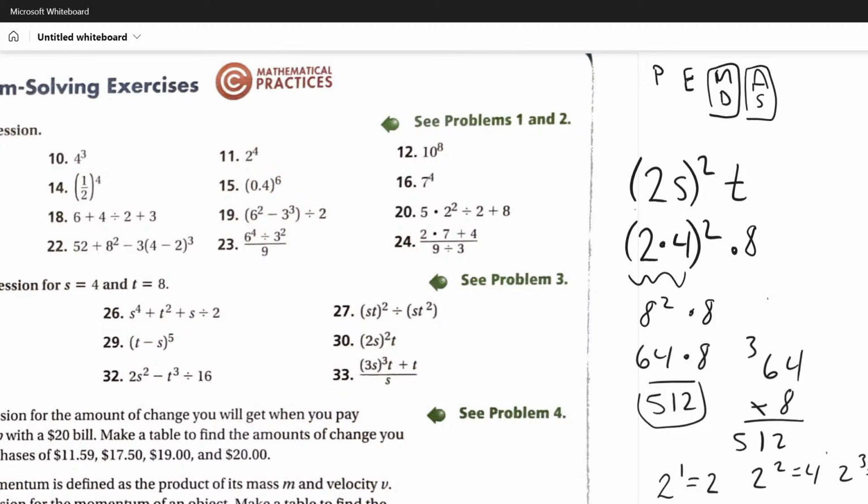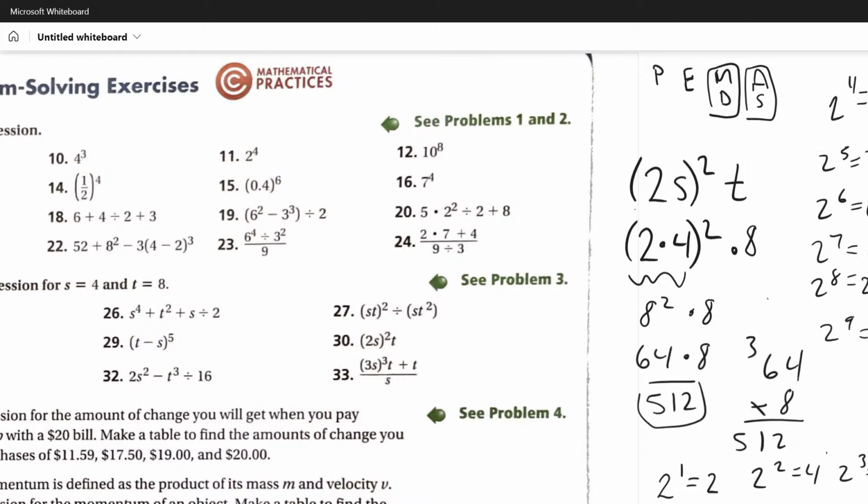I'll go over here. 2 to the fourth is 16. 2 to the fifth is 32. 2 to the sixth is 64. 2 to the seventh is 128. 2 to the 8th is 256. 2 to the ninth is 512. You see, it's kind of a cool number.